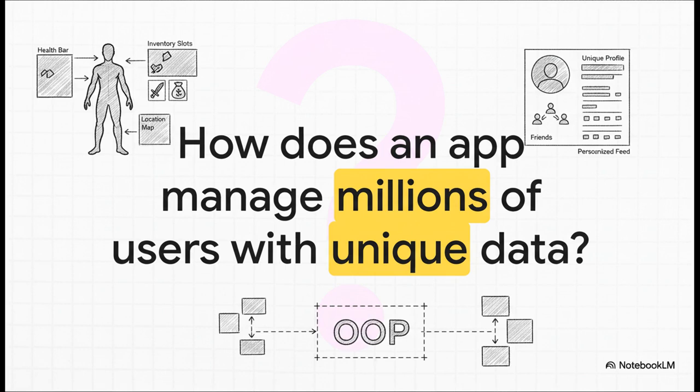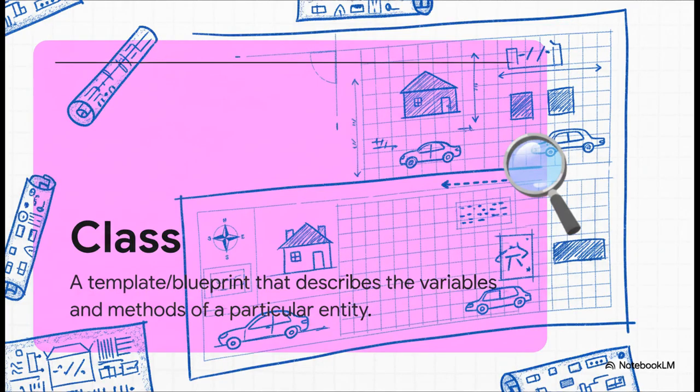So have you ever really thought about it? In a game, every single character has its own health, its own inventory, its own location. On social media, every user has a unique profile, a different feed. How on earth does a program keep all of that straight without just collapsing into total chaos? The answer is a brilliant concept called object-oriented programming, or OOP for short. And the absolute heart of all this, the core idea, is the class.